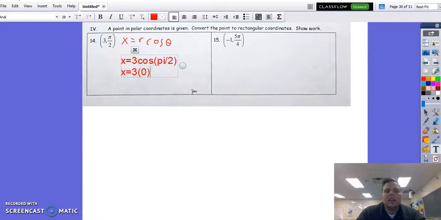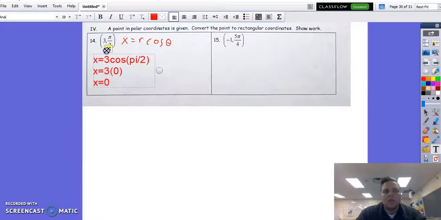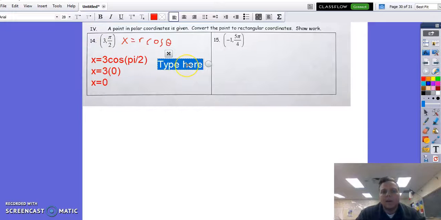And 3 times 0 is just 0. So x equals 0. But now I've got to find the y point. It's the same idea, but we say y equals r sine of theta, and I know that r is 3, and I know that theta is pi divided by 2 once again. And I then look at my trig chart, and I see that sine of pi divided by 2 is the same thing as 1. And I know 3 times 1 is 3.